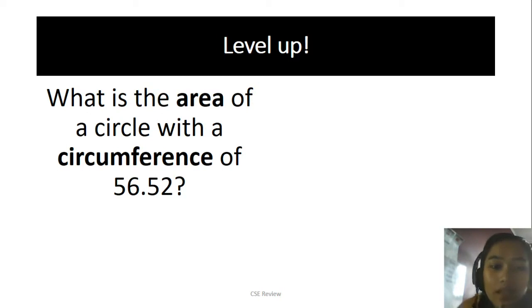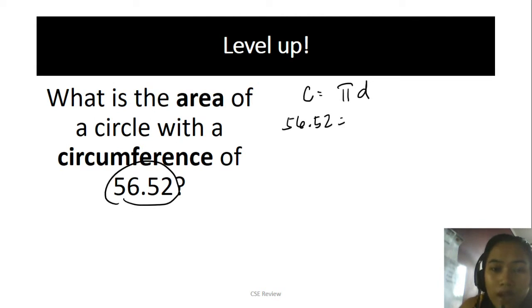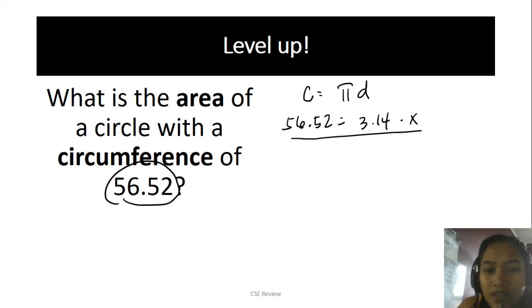Ngayon, ang circumference daw is 56.52. Ano ibig sabihin nun? Ang circumference, like we talked about, is pi times the diameter. So, i-fill in lang natin. Ang circumference 56.52. So, 56.52 is equal to pi, which is 3.14, times the diameter, which is nawawala, hindi naman sinabi. So, yun ang gagawin nating x. Okay? The next thing that you do is to divide both sides by 3.14.